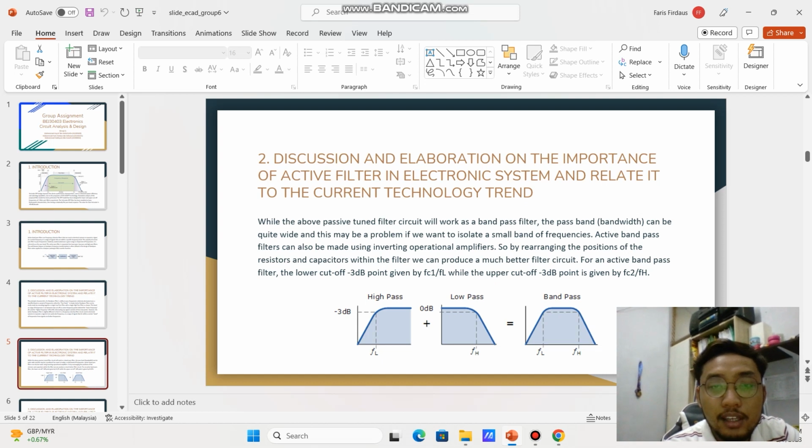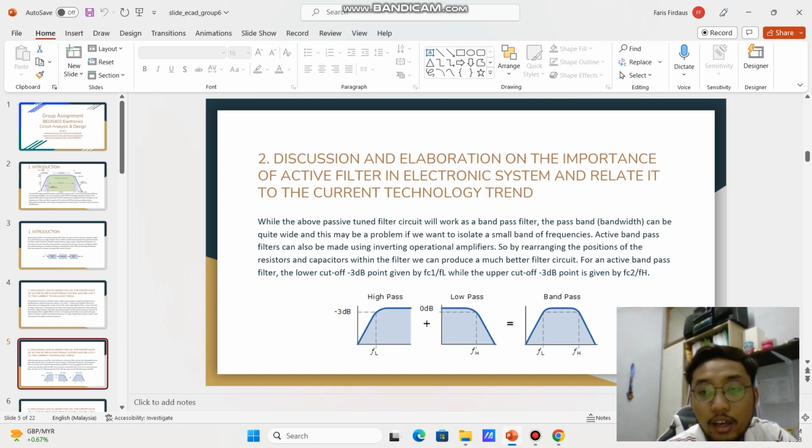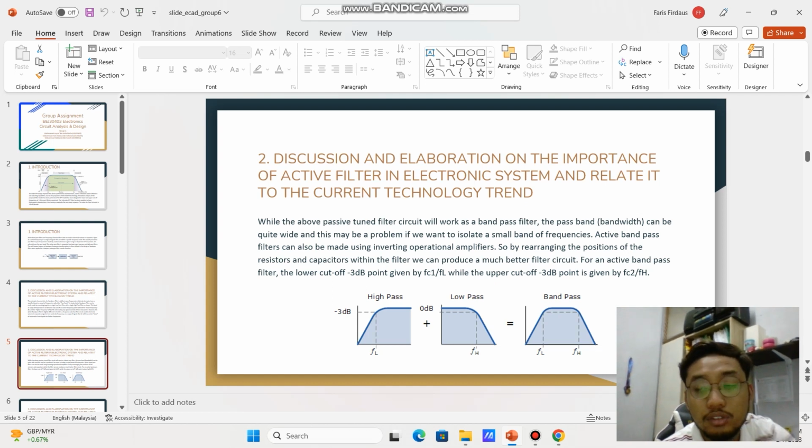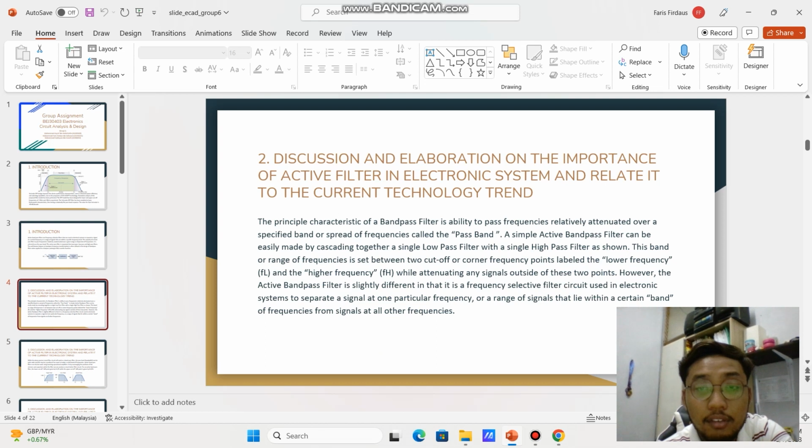Active bandpass filters can also be made using inverting operational amplifiers. So by rearranging the positions of the resistor and capacitor within the filter, we can produce a much better filter circuit. For an active bandpass filter, the lower cut-off -3 dB point is given by FC1 or FL, while the upper cut-off -3 dB point is given by FC2 or FH. So here is the diagram shown for FL and FH.